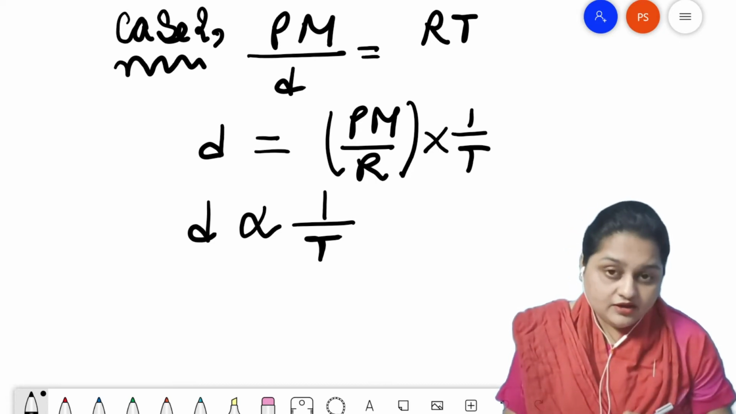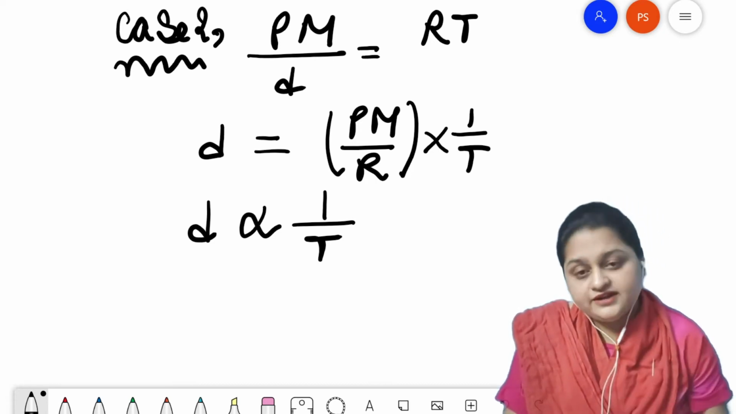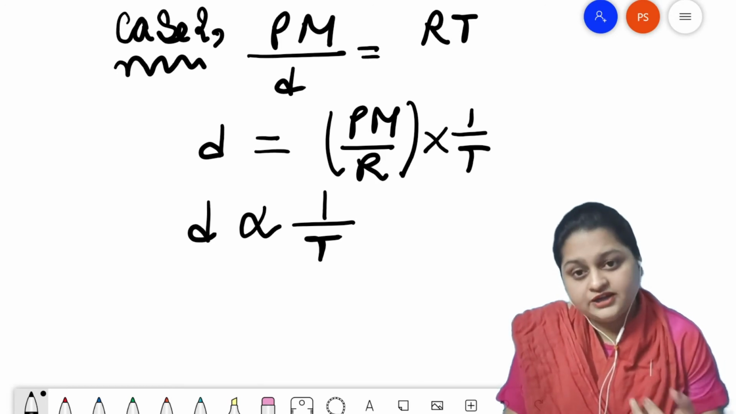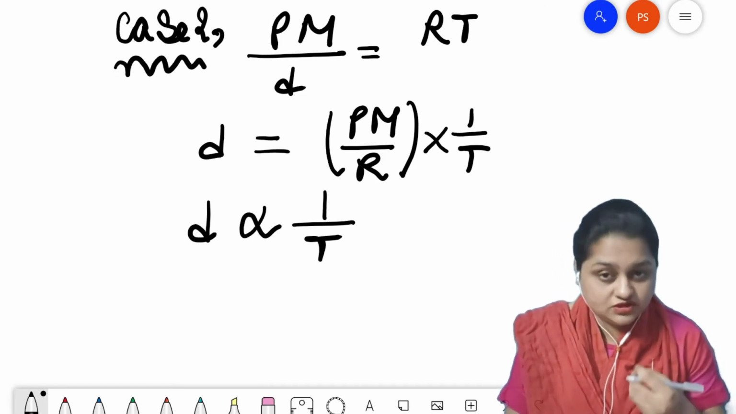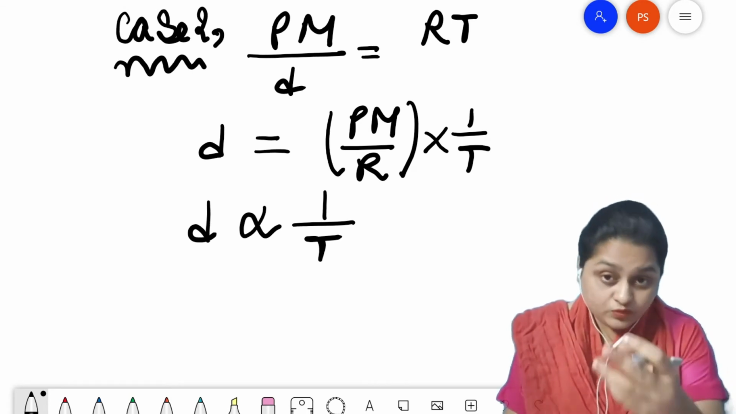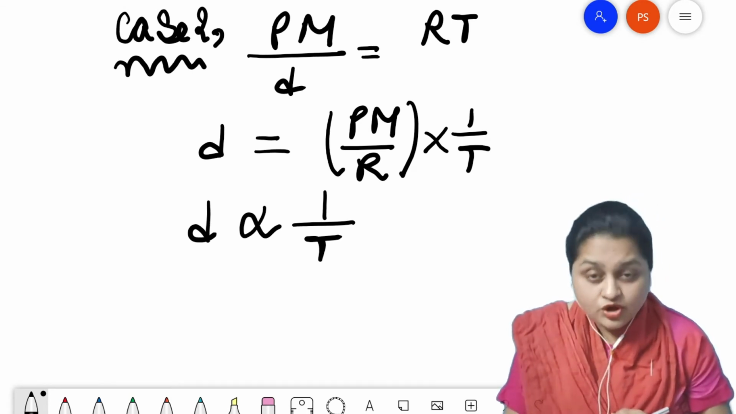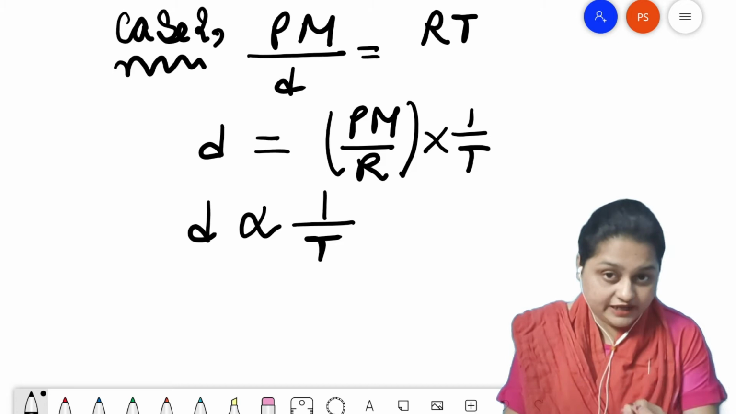That's why, if you heat a gas at a higher temperature, the less dense it becomes, which can be observed in a hot air balloon which is filled with hot air.